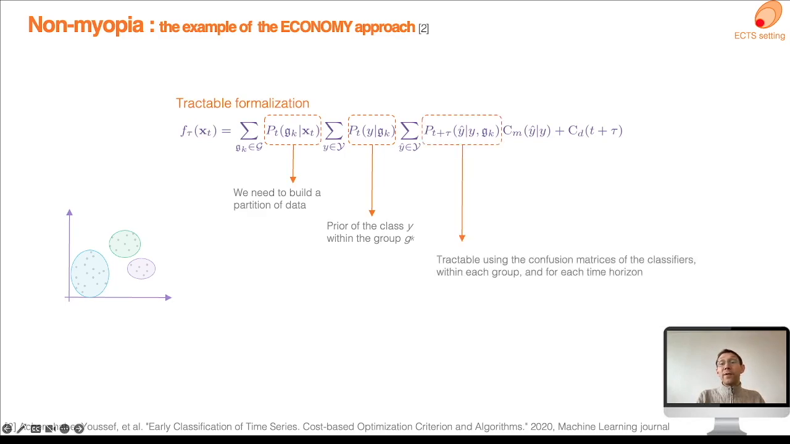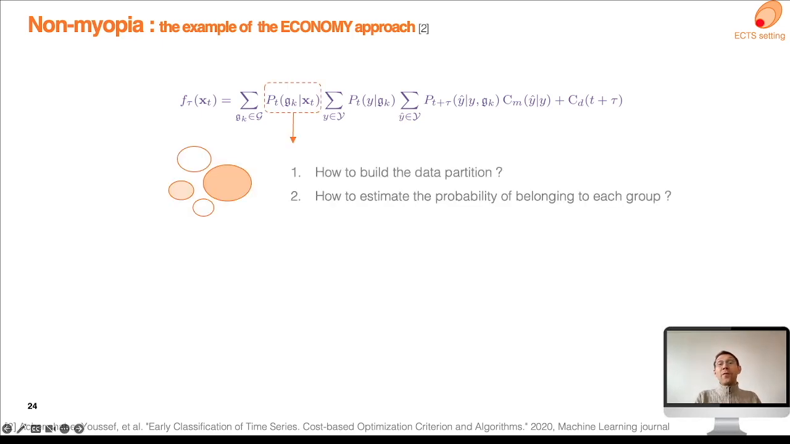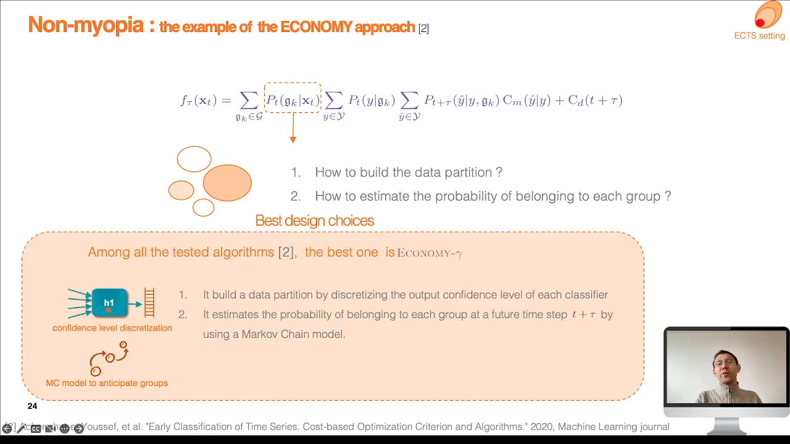Finally, the last term can also be easily computed since it corresponds to the confusion matrices of each classifier indexed by time, estimated within the considered groups. This trick is generic, and we need to answer the following two questions in order to design an effective learning algorithm. First, how to make the best data partition. Second, how to estimate the probability of belonging to each group.